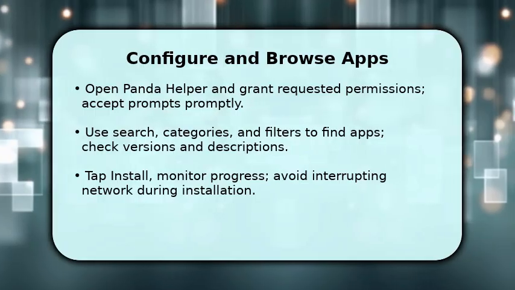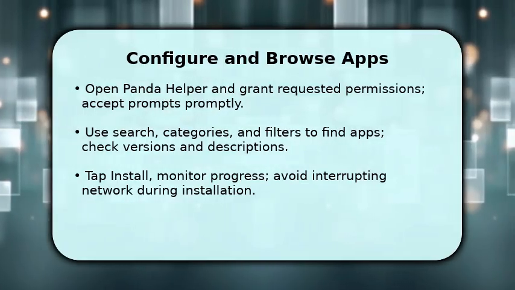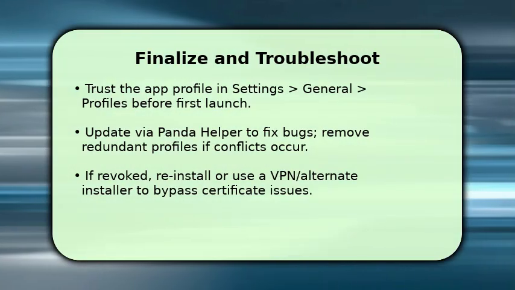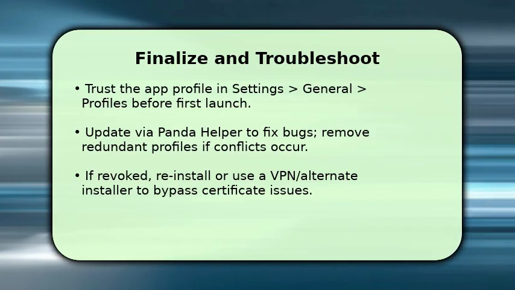You finish by trusting the app profile so the installed app launches correctly. Go to Settings, General, Profiles, and trust the developer. Once launched, test core features and grant permissions as needed. For ongoing stability, update apps through Panda Helper rather than reinstalling.